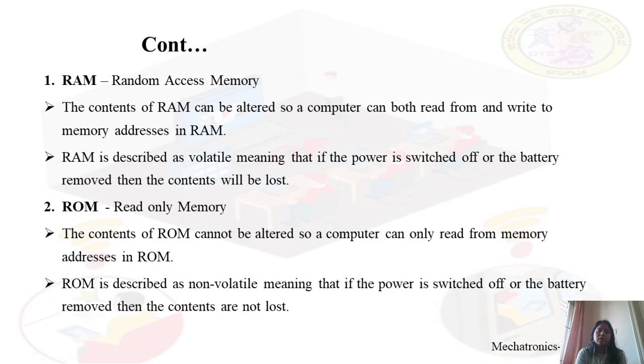Random access, if the contents of the RAM can be altered. So a computer can both read from and write to memory addresses in the RAM. This is the read-write memory. It is a temporary memory. RAM is described as volatile, meaning if the power is switched off or the battery removed, the contents will be lost. That is why it is called temporary memory.